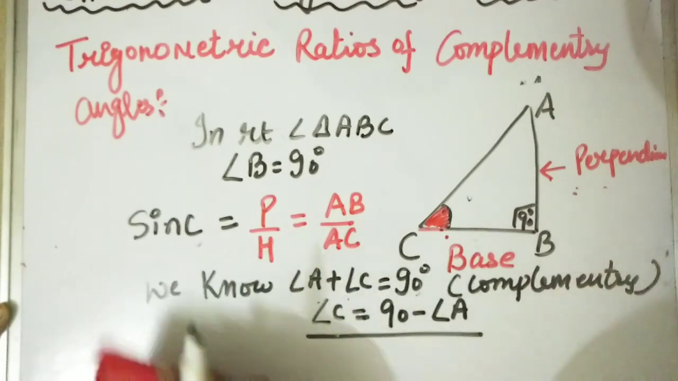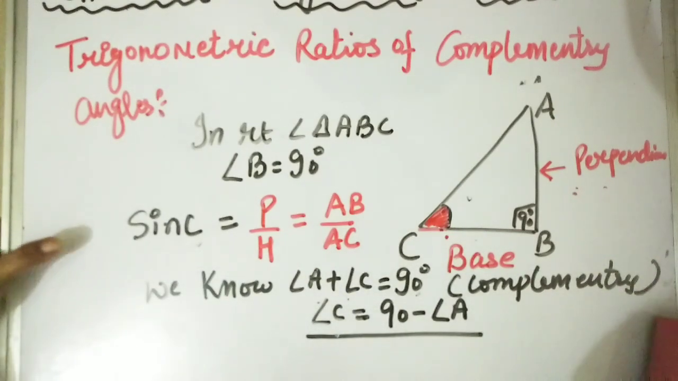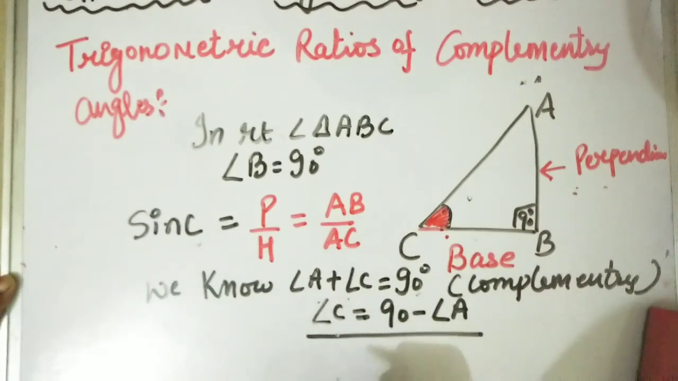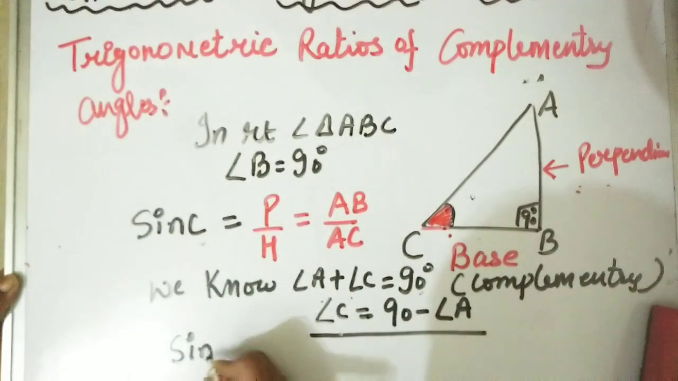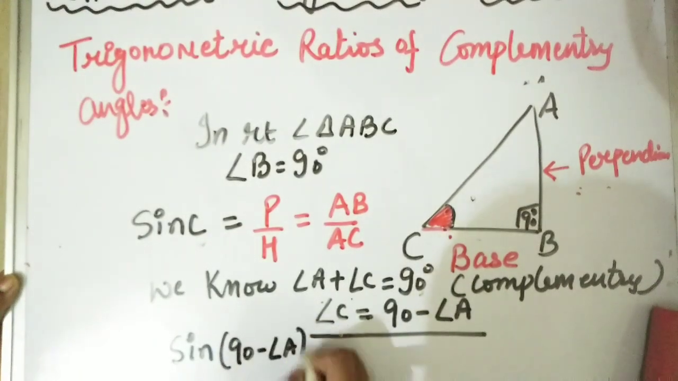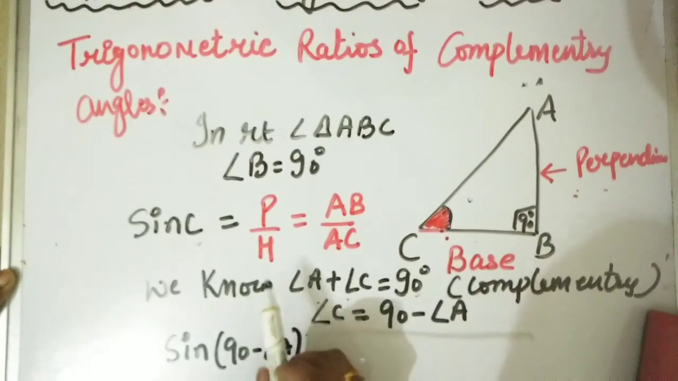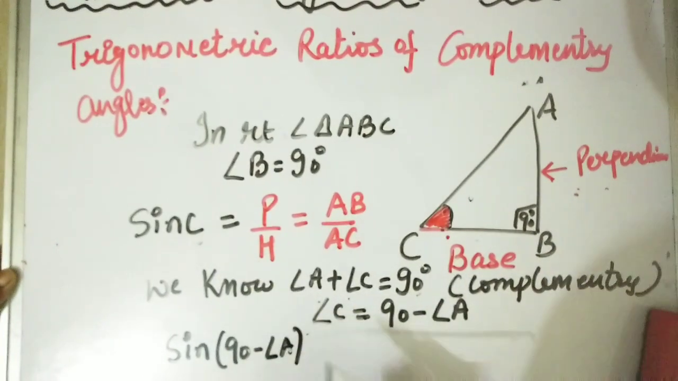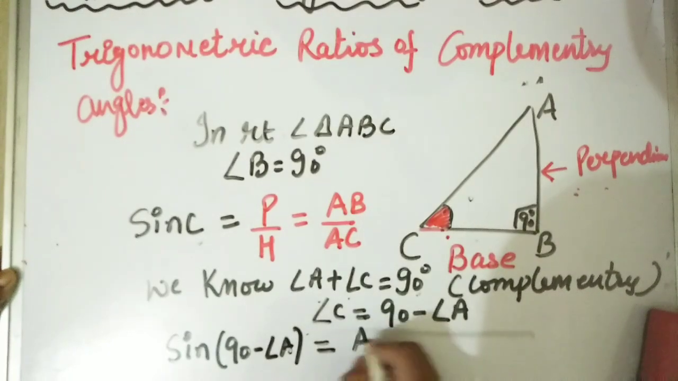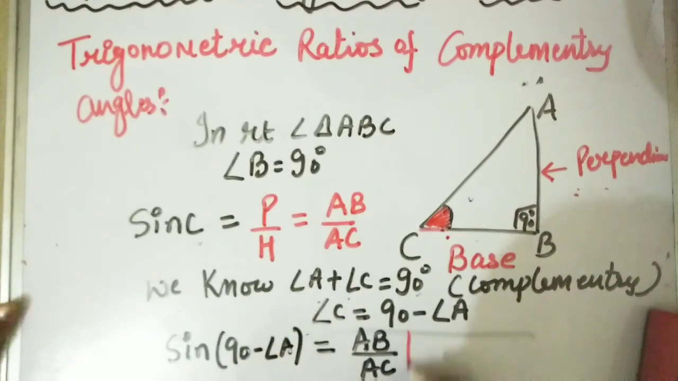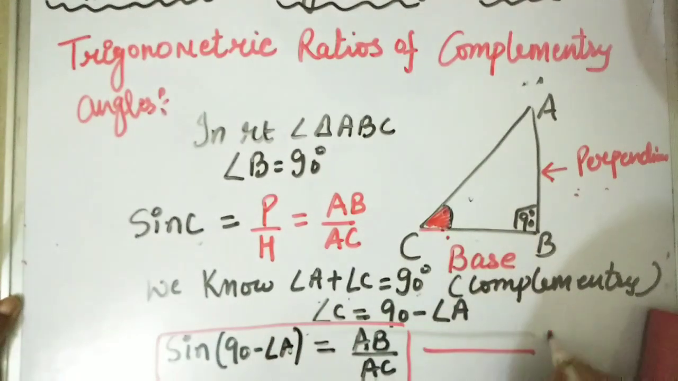So in this way, I am going to replace this sine C and write sine of 90 minus A. I think there is no problem if you replace C with 90 minus A, and sine 90 minus A will be AB upon AC, right? Sine 90 minus A equals AB upon AC. So please give it number 1, right?